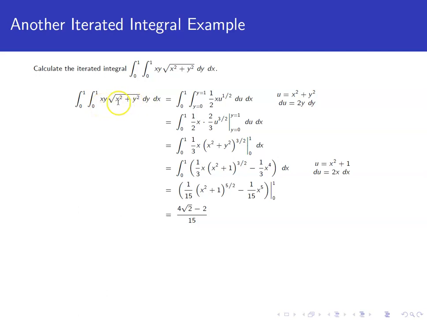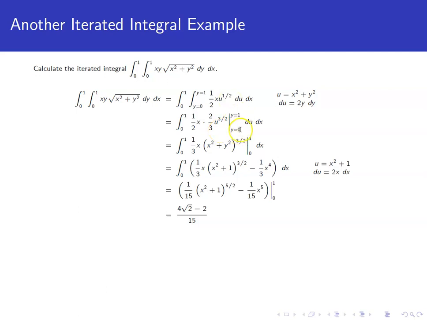I can do this with a u substitution. If I let u equal what's under the radical, then my du with respect to y is 2y dy. I have a y, so I need to adjust with a 1/2. So we have 1/2 x u to the 1/2 du. The antiderivative for that, well, the 1/2 x is just a constant, and the antiderivative for u to the 1/2 is 2/3 u to the 3/2.